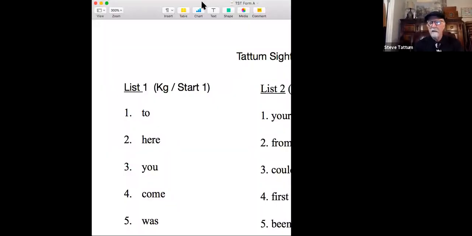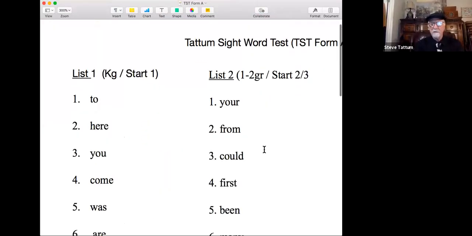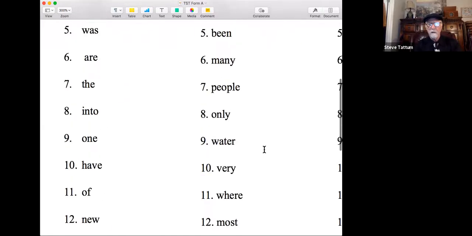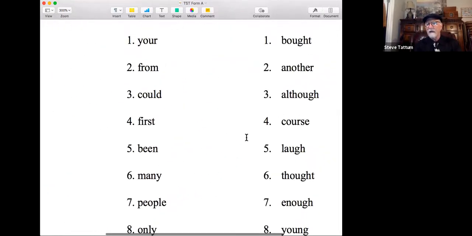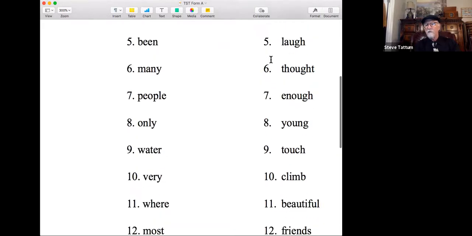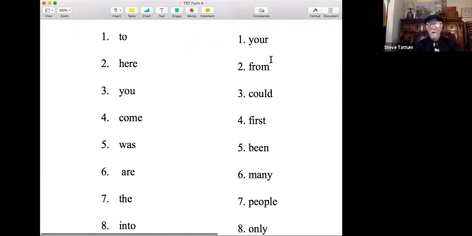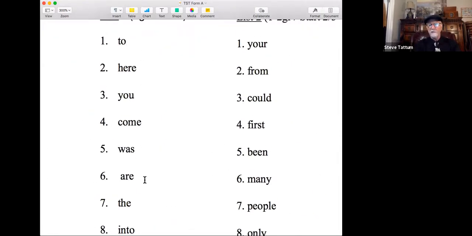This is the Tattum sight word test. And we have 3 columns. This is for like a higher student. If I want to check their sight words out, like 4th grade, 5th grade. If a kid aces column 2, I would check this out. But this is for your higher students. We'll normally test kindergartner first, this row.